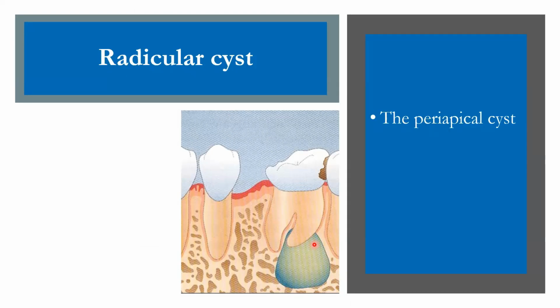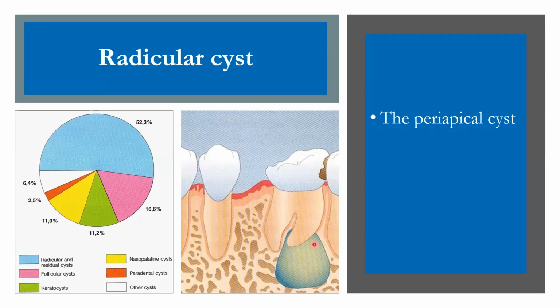That is what the cyst is, and we need to know it because it is the most common cyst. More than 52.3% of all cysts are comprised of radicular cysts or residual cysts, which we will discuss today.